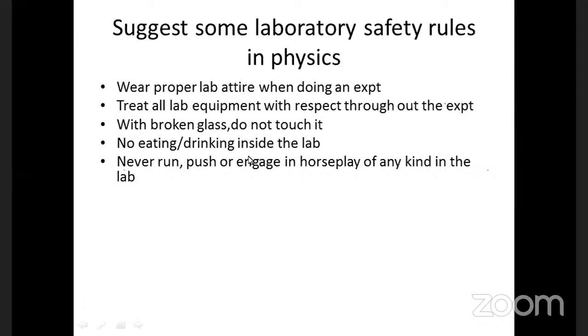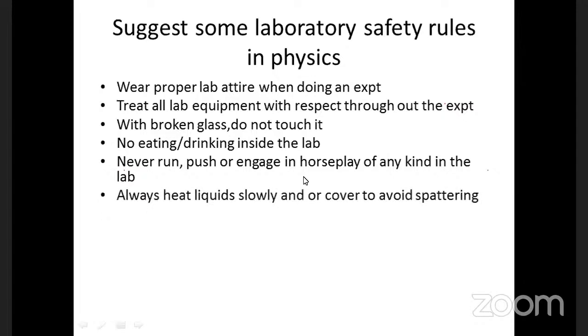Someone just elaborately said this: never run or push or engage in horseplay of any kind in the lab. Some of you will go in the lab and start running around, pushing things, engaging in some kind of play, and then you will not have followed the rules. When you run, you can easily hit something. You can get injured. You can cause loss. You can break apparatus and so on. So you're not supposed to run around in the lab.